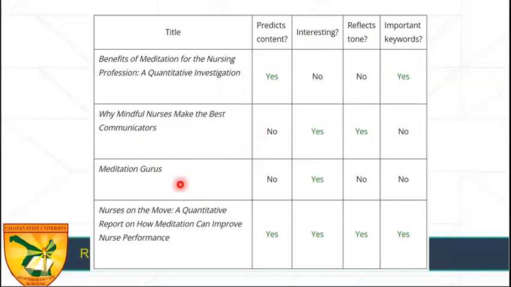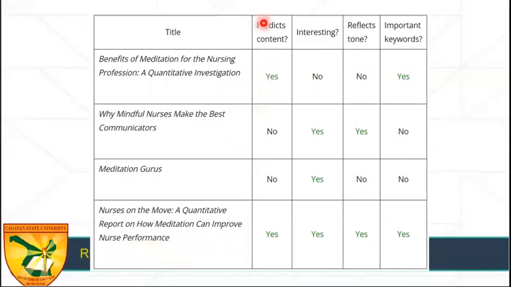So next is "Meditation Gurus" as a research title. Does it predict content? No. Is it interesting? Yes. Does it reflect tone? No. Important keywords? No. For the last example, "Nurses on the Move: A Quantitative Report on How Meditation Can Improve Nurse Performance."